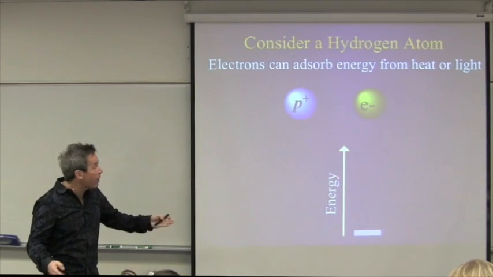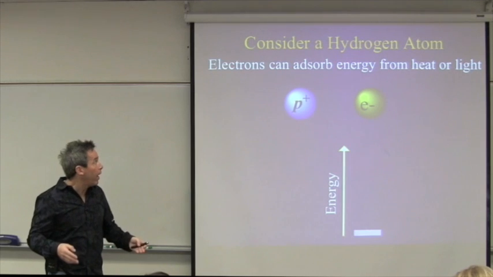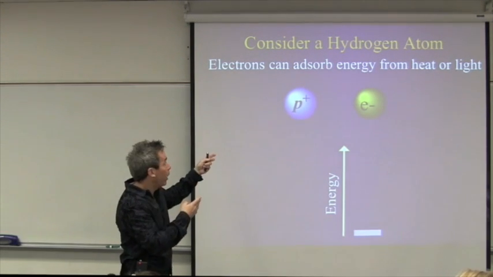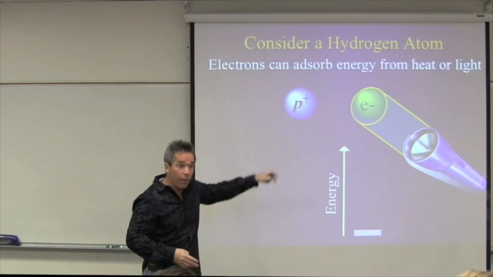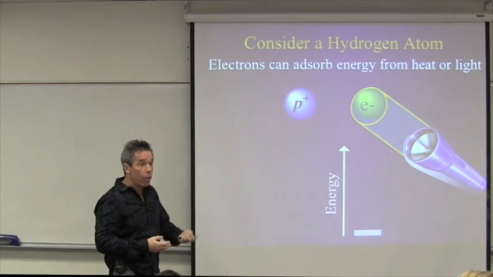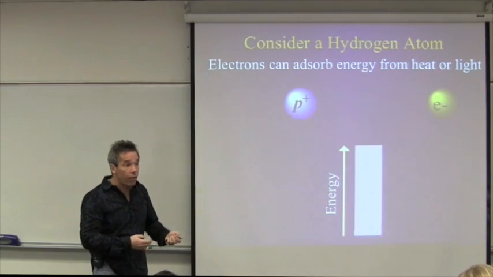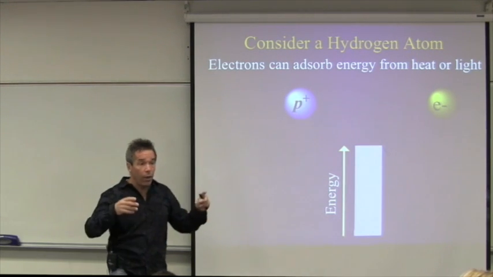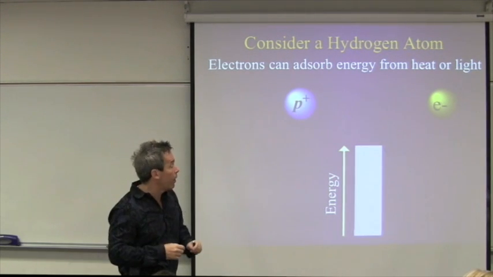So how can they absorb that energy? And how do they absorb energy from light? That's what happens when we put light on this, it'll absorb that energy. That energy goes into moving that electron further away from the nucleus. And we call that the excited hydrogen atom.